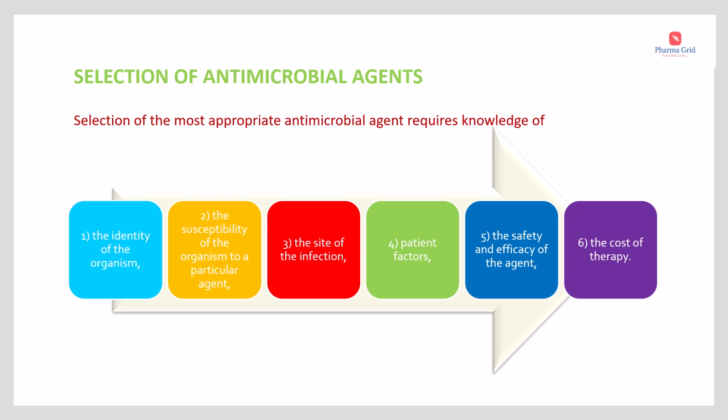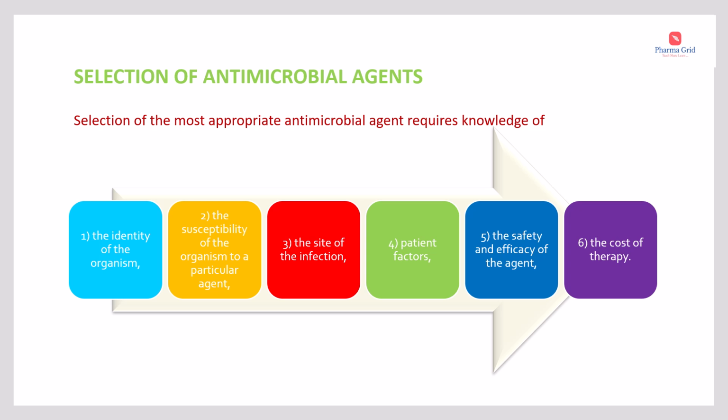Then the site of infection, whether the infection has occurred. Is it a localized infection or a generalized infection? So what kind of infection is it and where is the actual site? All these play an important role in the selection of an appropriate antibiotic. Then the patient factors. Patient factors can be the patient's age, immune status, and any kind of organ dysfunction, such as renal impairment or hepatic impairment. In such cases, we need to choose only antibiotics that fit that particular condition of that particular patient.